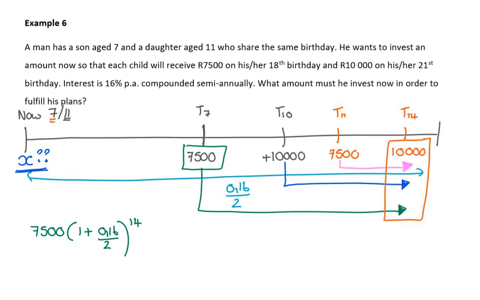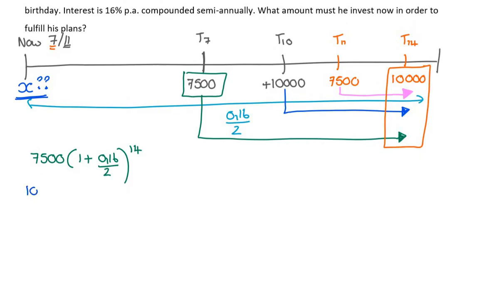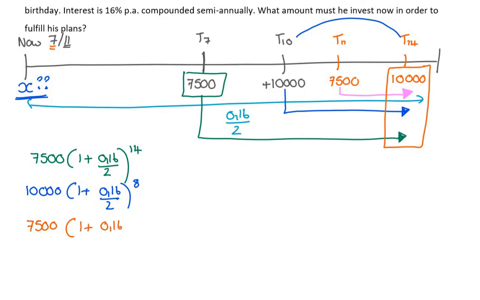My next one is 10,000 Rand. So what would 10,000 Rand be worth at the end of 14 years? Well, it's 16% compounded semi-annually, but that's 4 years. So that's 8 sets of interest. Then 7,500 Rand for the son. What would it be worth at 14 years from now? So that's 3 years worth of interest, which is 6 semi-annual interest time periods. And finally, my last amount of 10,000 is simply worth 10,000 Rand because it's at that time.